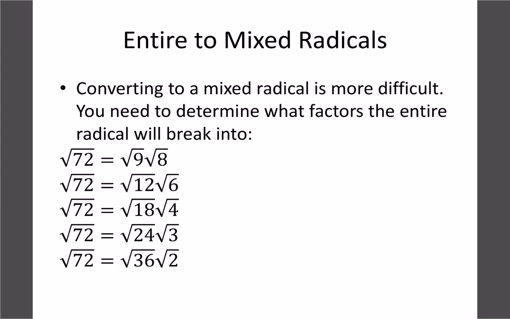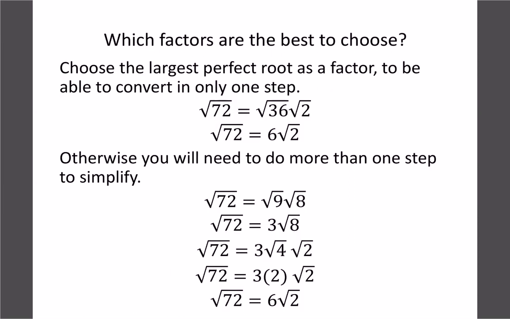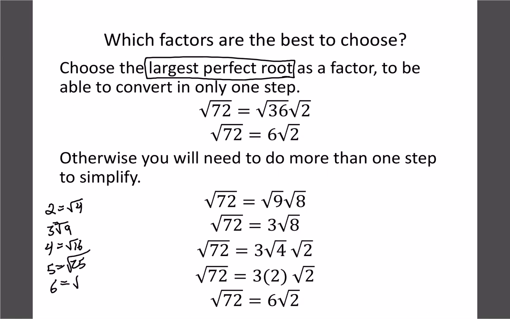Well, some of them are going to work easy, some of them will be a little bit more difficult, and one of the group is going to be the best. So what we want to do is always choose the largest perfect root. I have a perfect root chart that I gave you in class, and I have it posted on the Moodle site. So remember, use that list. We know that 2 is equal to square root of 4, 3 is square root of 9, 4 is root 16, 5 is 25, and so on. So we want to go through that list of numbers and pick out the biggest one.